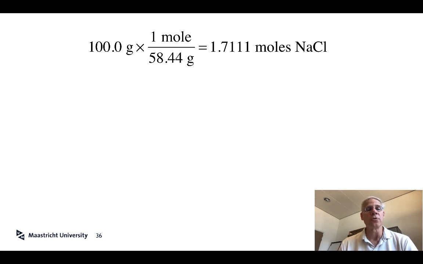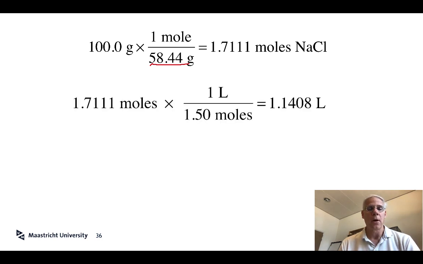So here we're going to turn our grams of sodium chloride into moles of sodium chloride. I've got 58.44 grams per mole. That's just the molar mass of sodium chloride. I get that by adding sodium and chlorine together on the periodic table. So I have 1.7111 moles sodium chloride. I want to turn that into a volume.